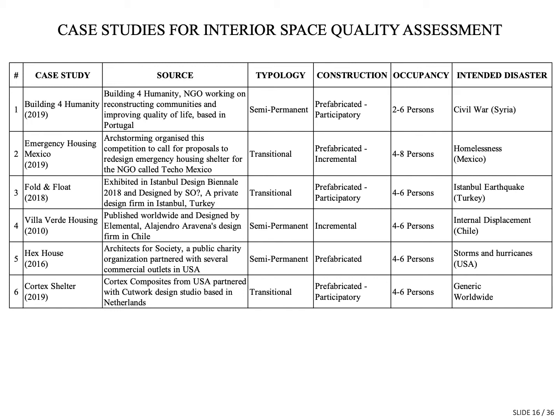The fifth case study is Hex House 2016, designed by an organization called Architects for Society, based in the USA. Its intended disaster was storms and hurricanes. Number 6 case study is Cortex Shelter 2019, designed by Cutwork Design Studio based in the Netherlands. Its intended disaster was generic and its use was also intended worldwide.